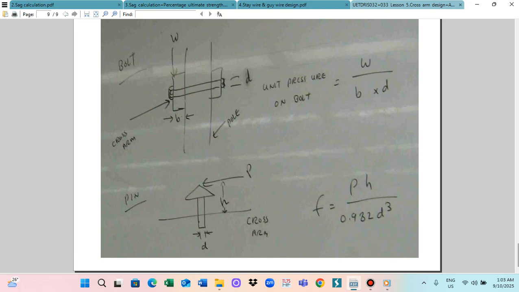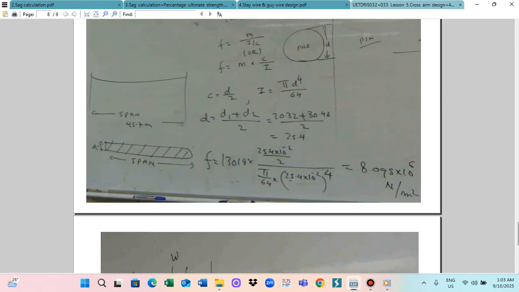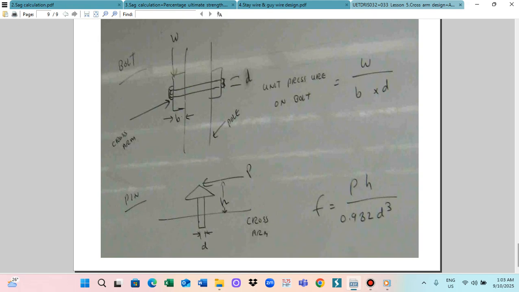And also the pin. This is the cross arm, we attach the pin here. So the force is here. This is the force P. The height of the force is H. From this figure you can calculate, F is equal to PH by 0.982 into D cube. So this is the bowl and then the pin at the top. Pressure on the bowl and pressure on the pin.